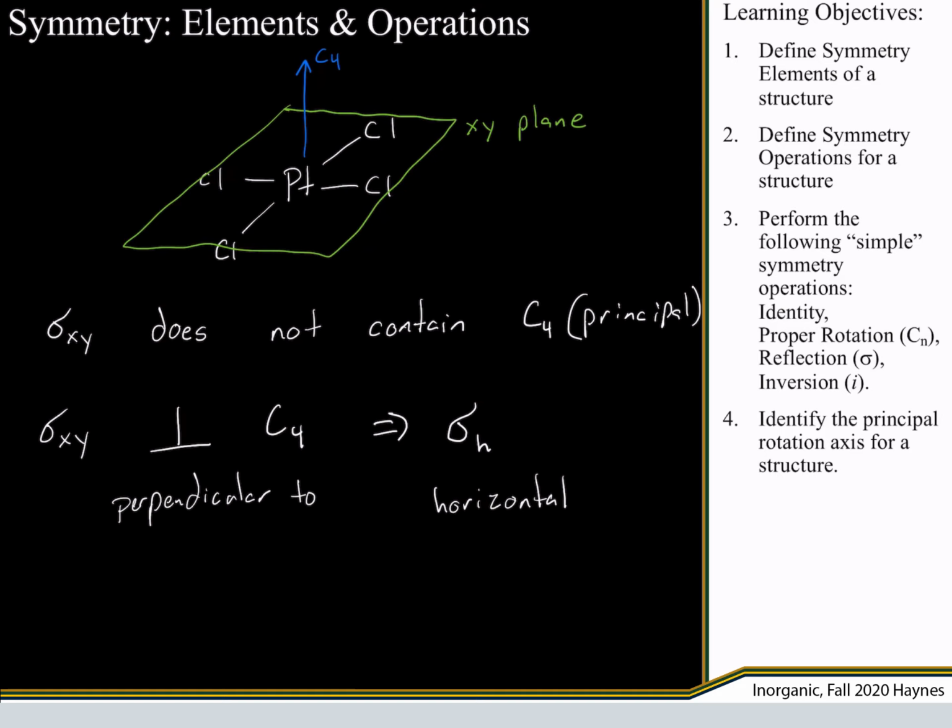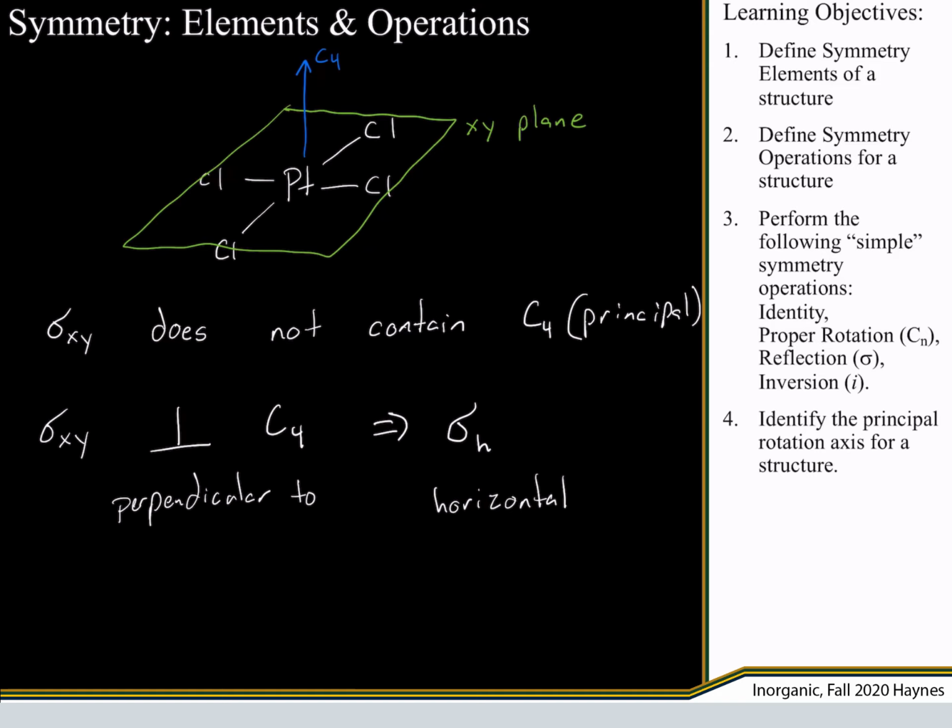In a given structure, you can have multiple vertical and dihedral mirror planes, but you can only ever have a single horizontal mirror plane. So you cannot have more than one sigma h. It is either there or it is not.